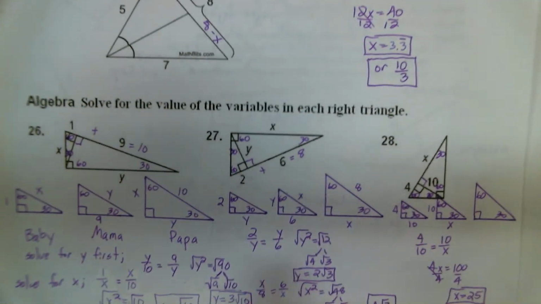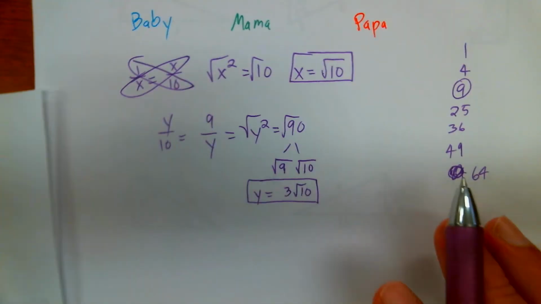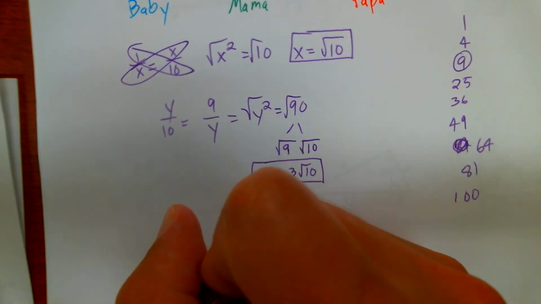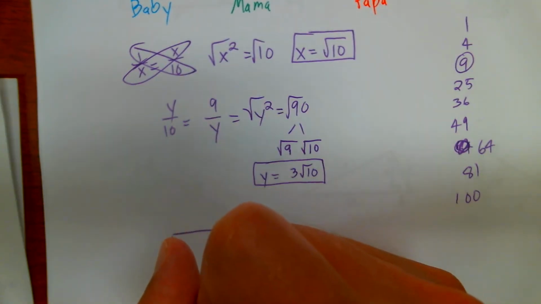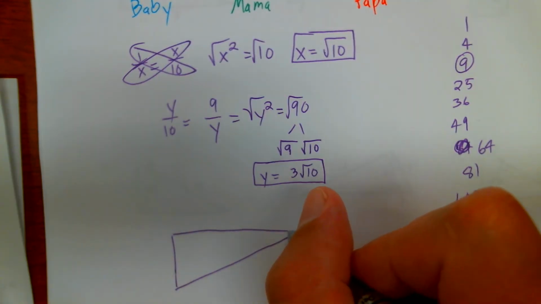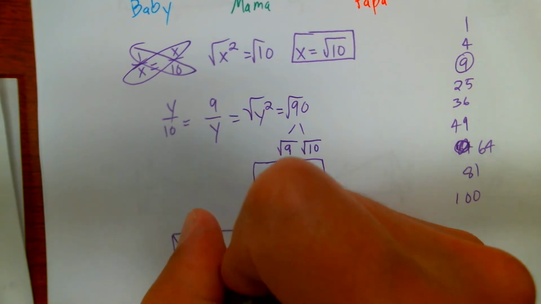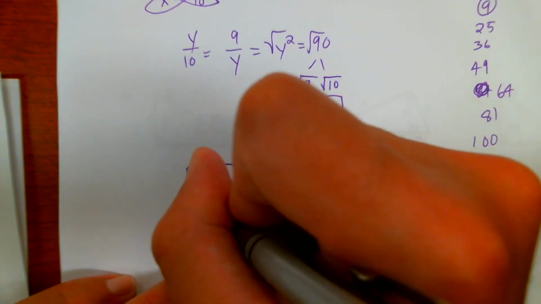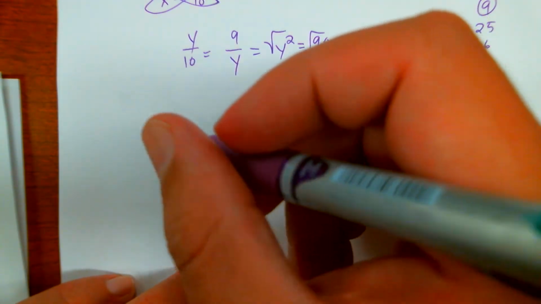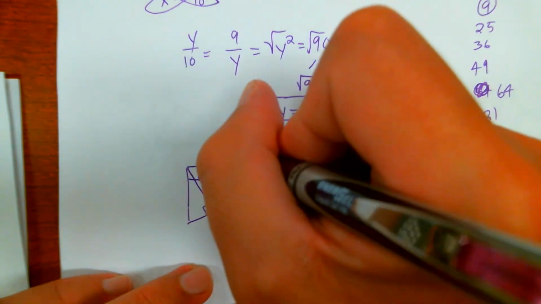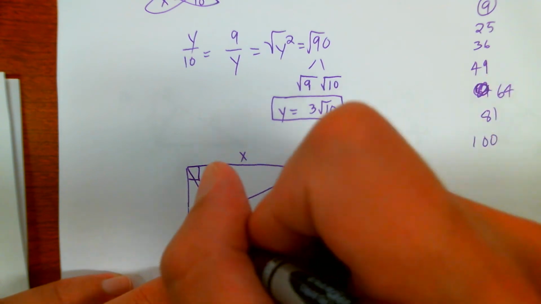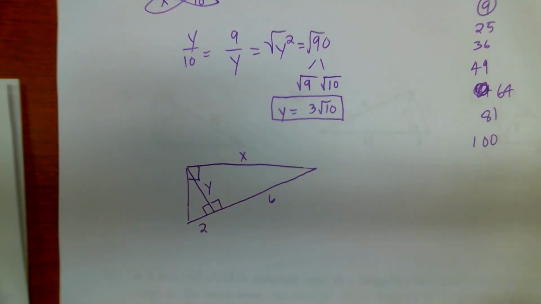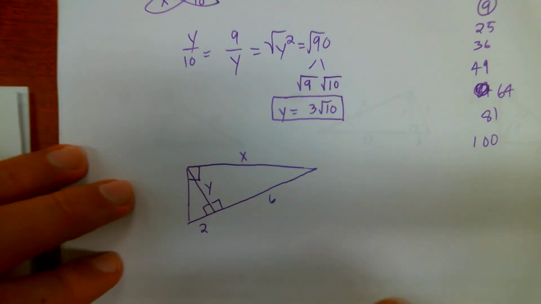Number 27 is this problem. So once again, I'm going to redraw this on a separate piece of paper so I can spread everything out and have a lot of room. Something that looks like this. Got a box here, which means that's a right angle. We have a y right here, an x right here, a 6, and a 2. Do I have anything else? Oh, that's it. Okay, here we go.